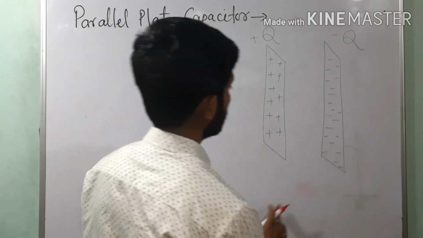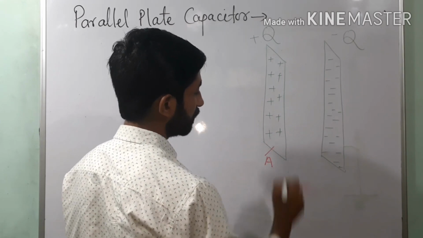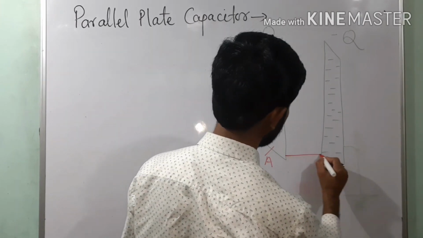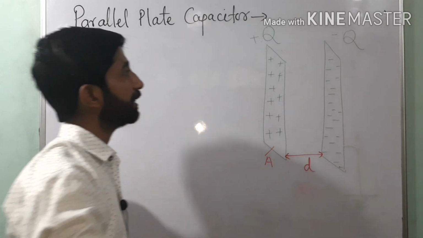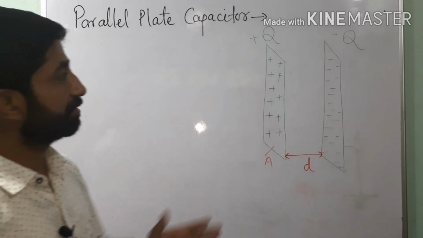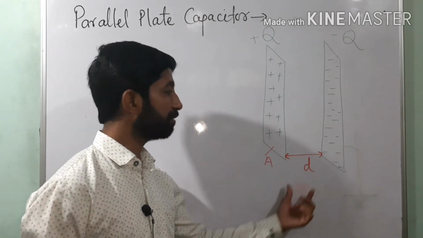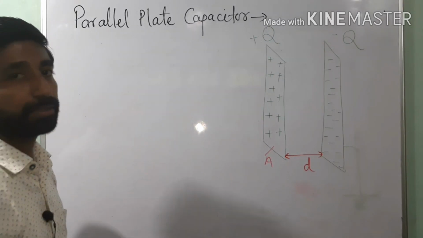Now what is the structure? The surface area of each plate is A, and the separation between the plates is a small d. These are the physical structure: surface area A, separated by distance d. So we shall be having three steps.